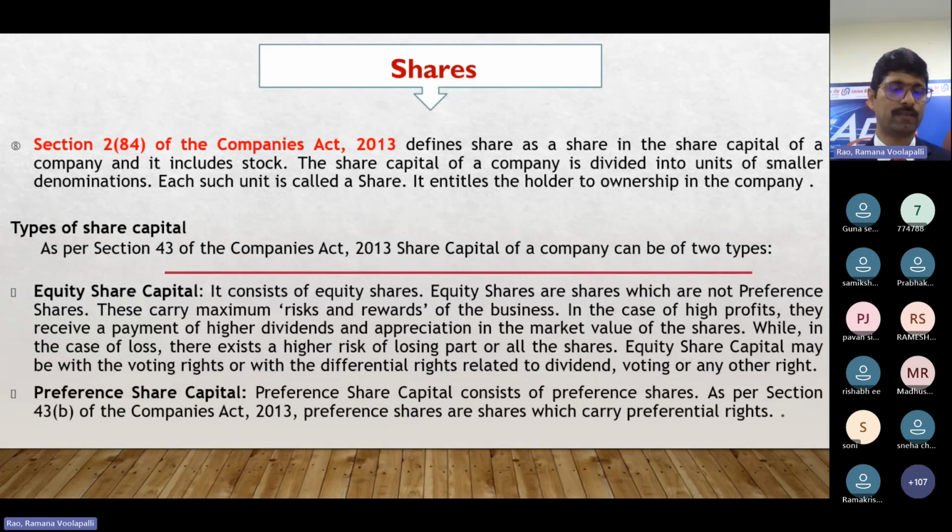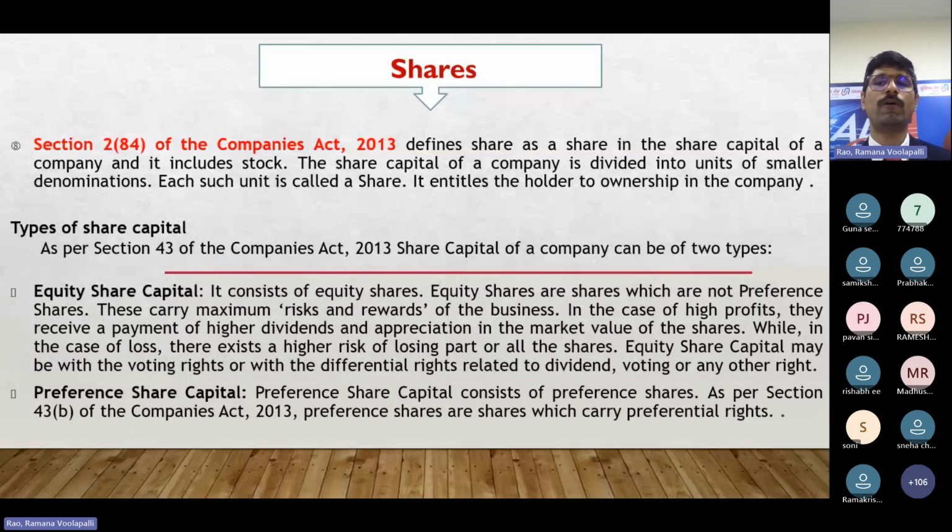Types of shares, the kinds of shares. As per section 43 of the Companies Act 2013, share capital of a company can be of 2 types. One is equity share capital, and the other is preference share capital. Equity share capital consists of equity shares. Equity shares are shares which are not preference shares. They carry maximum risk and reward of the business. That is basically, the promoter share is the equity share.